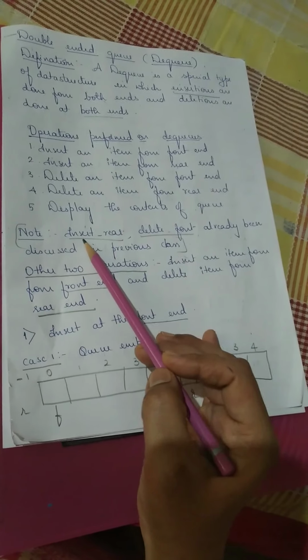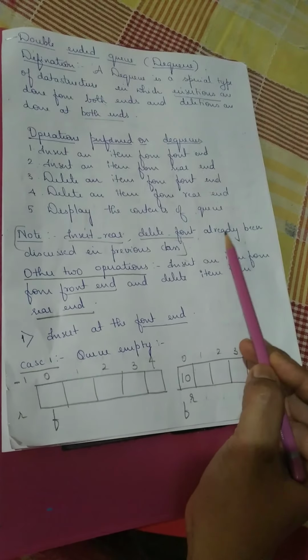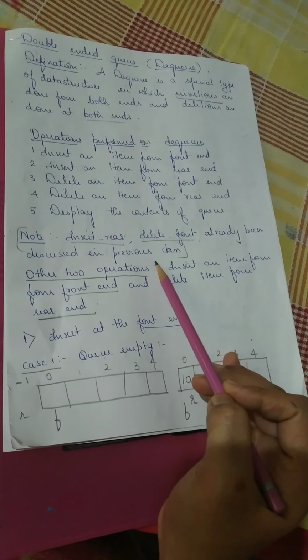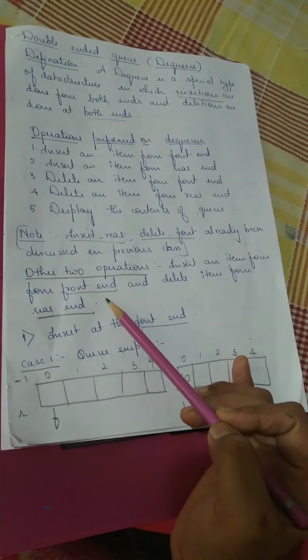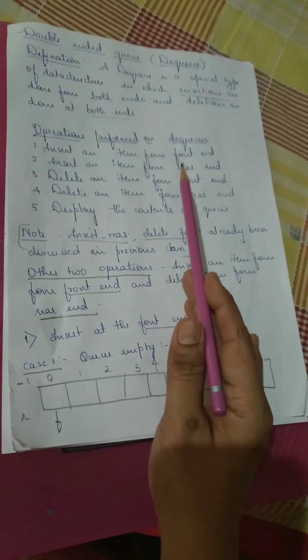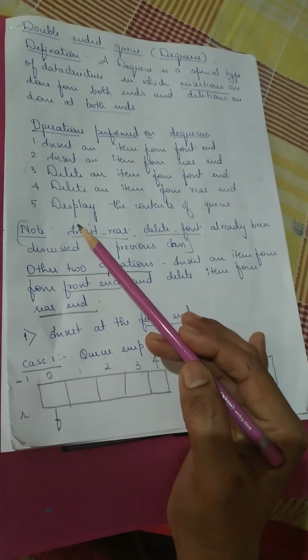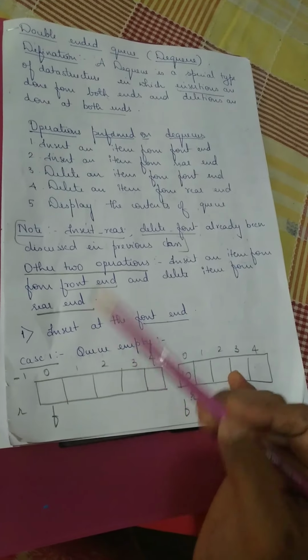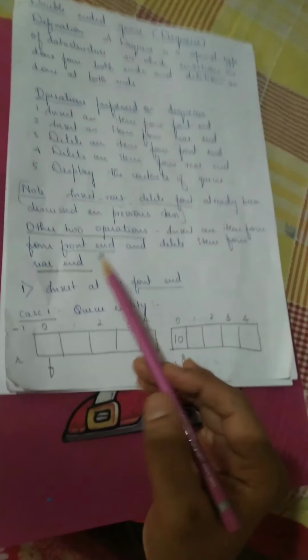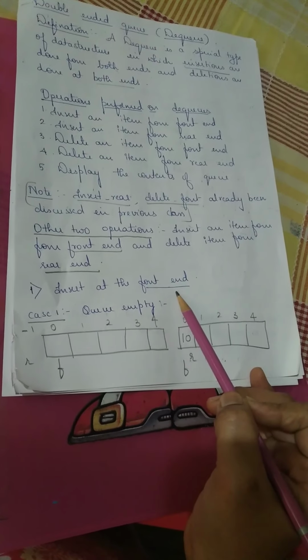Just check the note. Insert rear and delete front have already been discussed in the previous class. So the other two operations are insert an item from front end and delete an item from rear end. We'll study them now. First we'll see insert at the front end.